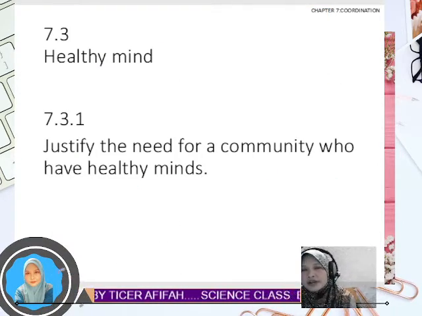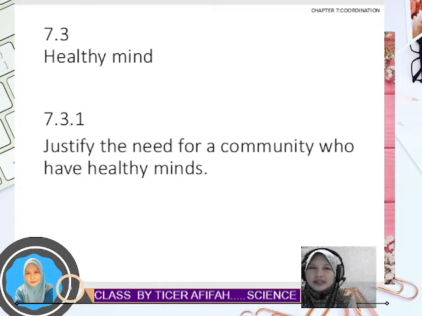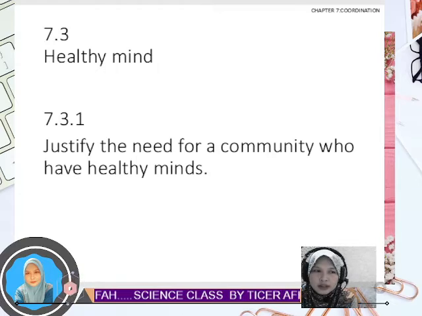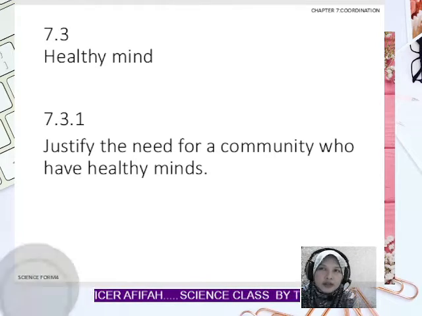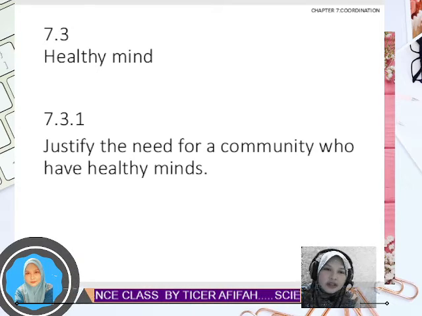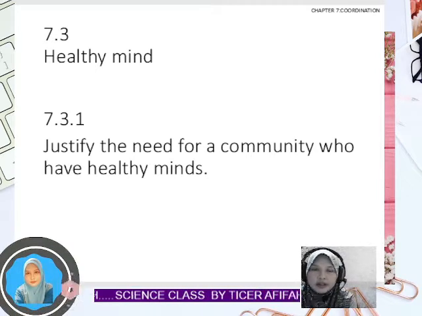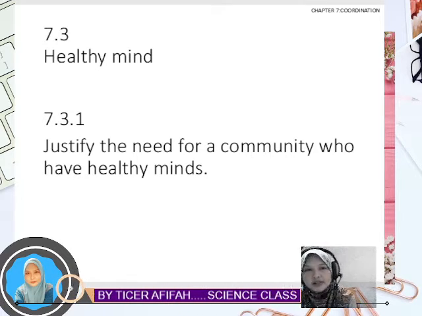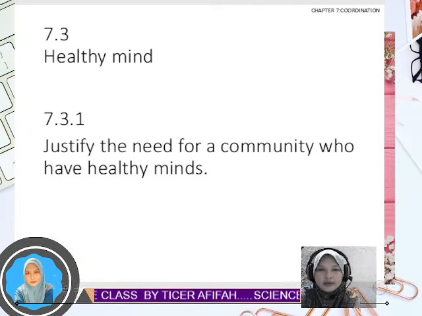Okay, that's for 7.2: the types of drugs, the effect of drugs and alcohol on body coordination, then the effect of drugs and alcohol abuse on physical and mental health. Okay, next, the last subtopic is 7.3, healthy mind.